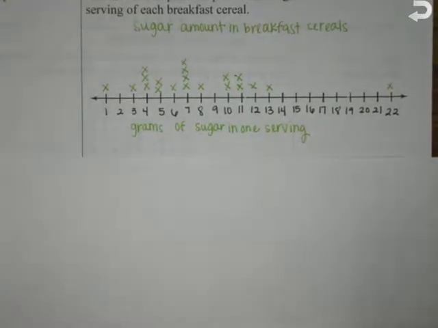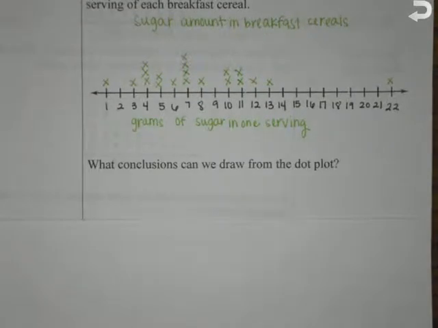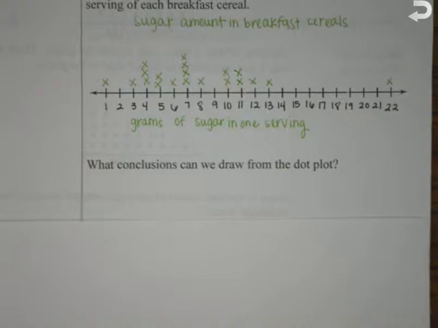You can use X's, dots, like I said. Be creative, I don't care. Okay? What I want you guys to do is, with the people in your group, so the entire group discussion, what conclusions can you draw from the dot plot? Okay, guys, what conclusions can we draw, or what did you notice? 7 grams of sugar is the most. Anything else?